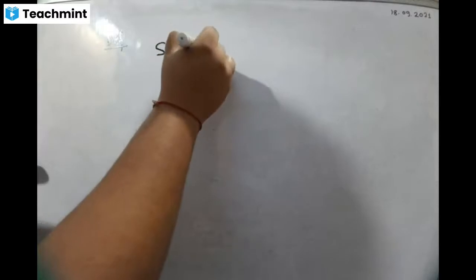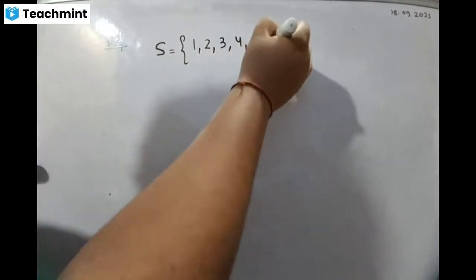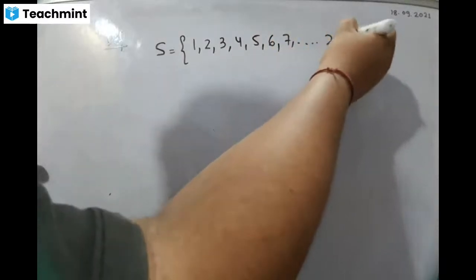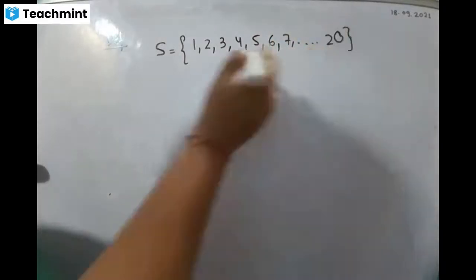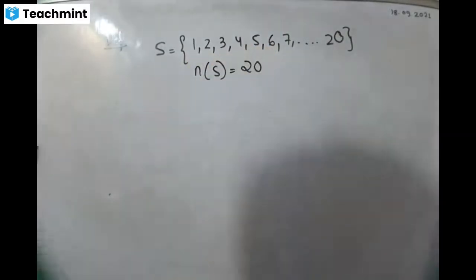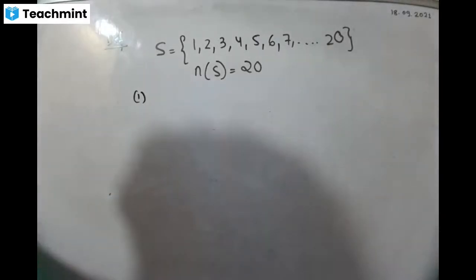So when you take out a card, the number on the card could be 1, it could be 2, it could be 3, 4, 5, 6, 7, dot dot dot, it could be till 20. So this is the sample space. So the number of elements in the sample space is 20. Is that clear? Now the first question is, what is the probability of getting an even numbered card?